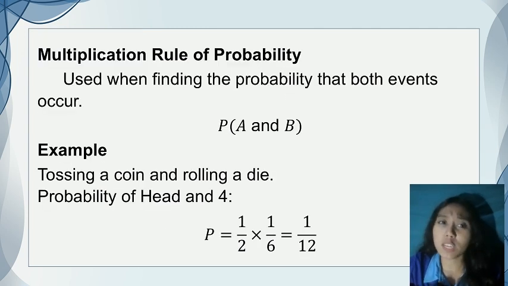Now we'll move on to the multiplication rule of probability. Use it when finding the probability that both events occur. So P of A and B. An example of this is tossing a coin and rolling a die.